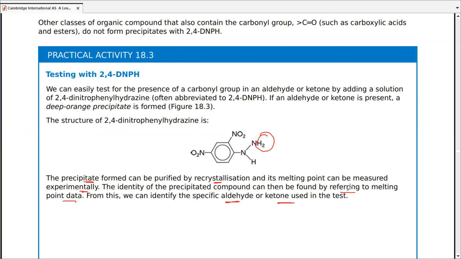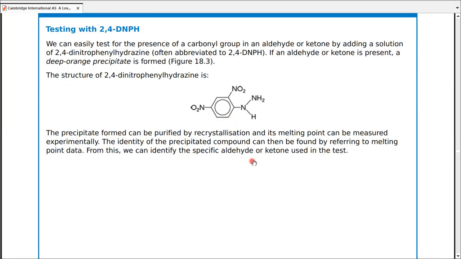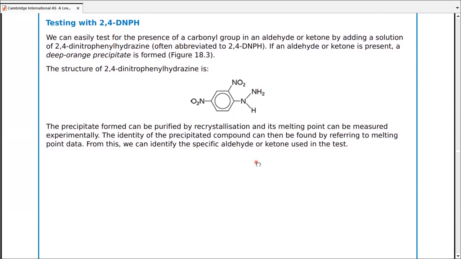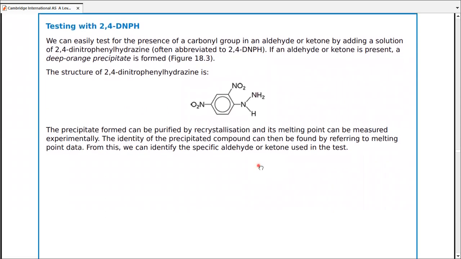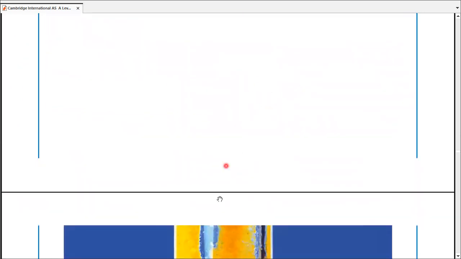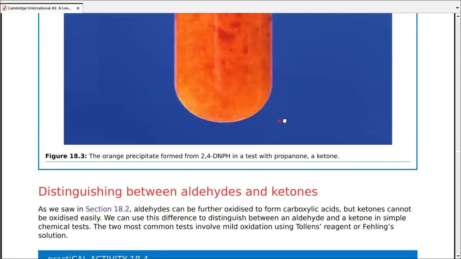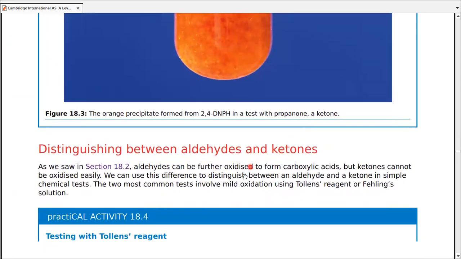Remember, if you refer anything to the melting point data or any kind of data like that, we call it a fingerprinting technique, which means whatever we get, we are going to somehow observe it with a physical or a chemical test, usually a physical test, and compare it with the data at hand. So deep orange precipitates, they're really beautiful in the lab.